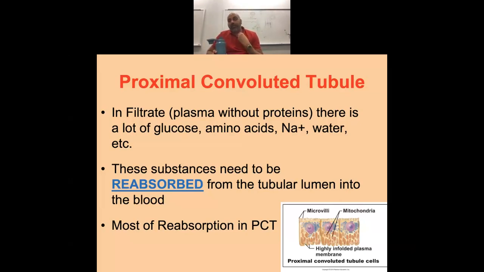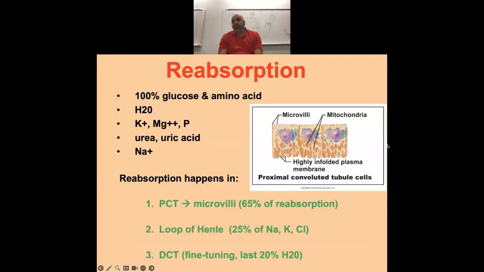All right, so PCT, here now we're going to start to see we reabsorb things. We're pulling it out of the filtrate because we don't want to lose it from our bodies, and we're putting it back into our bloodstream. Why? Because he has microvilli. So remember, he can touch more. So what's reabsorbed here? Whenever we're going through each of these sections, you need to know what's reabsorbed.